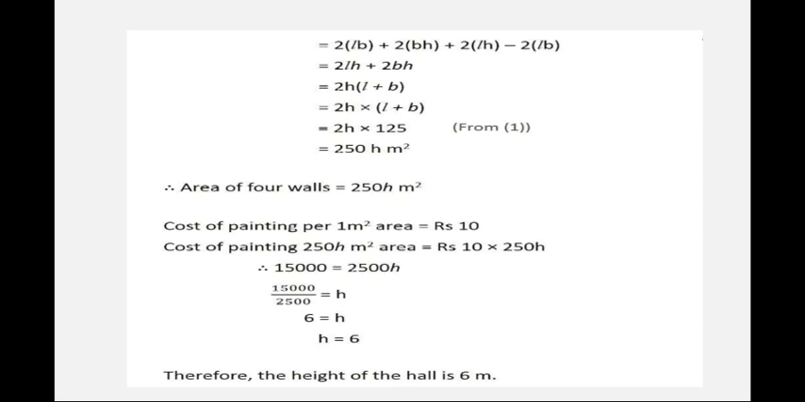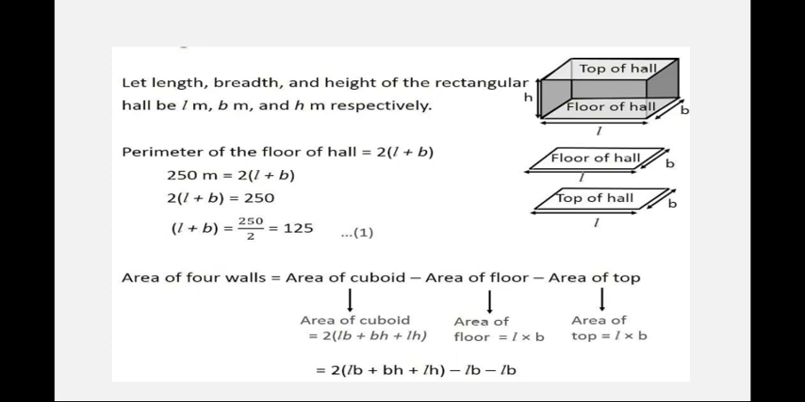If you do the simplification, look here, this formula is the same as the curved surface area, right? If you look at the previous video, you can see the formula for the curved surface area of a cuboid is 2 into height into (length plus breadth). So in this line you can easily write that the area of 4 walls is equal to the curved surface area of the cuboid.